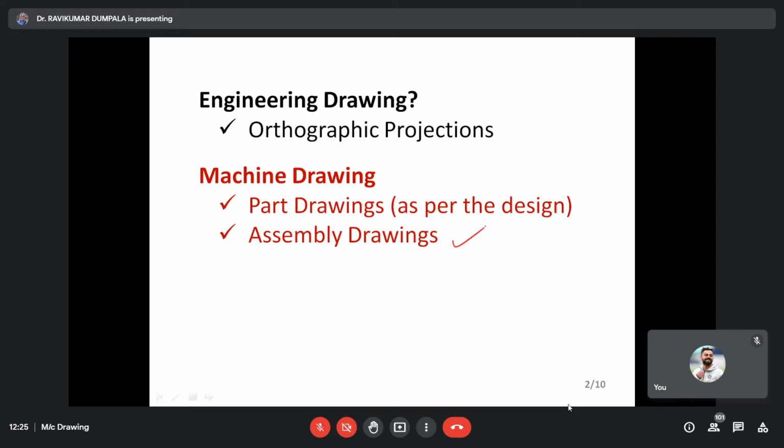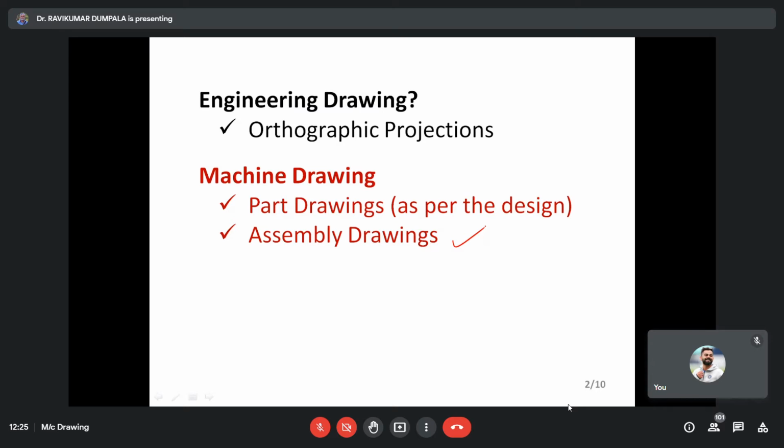Can someone tell me why assembly drawings are very important? Anyone, just tell me why assembly drawings are important? Okay, so I will tell you.